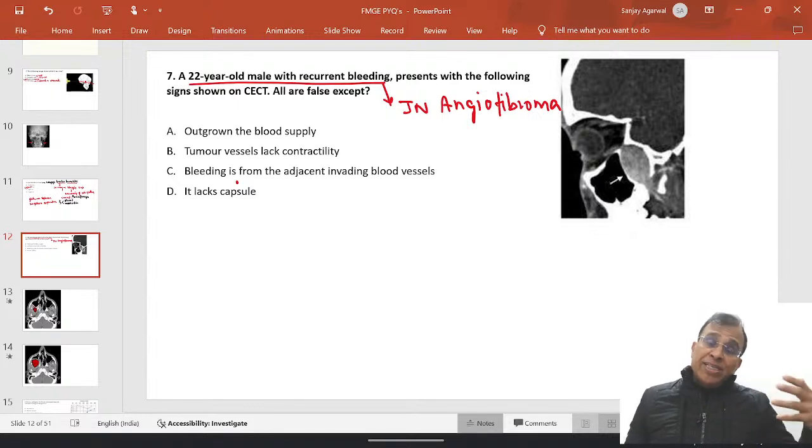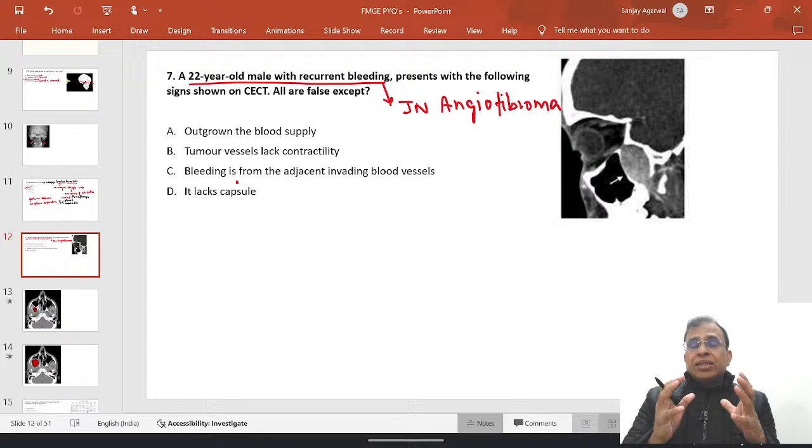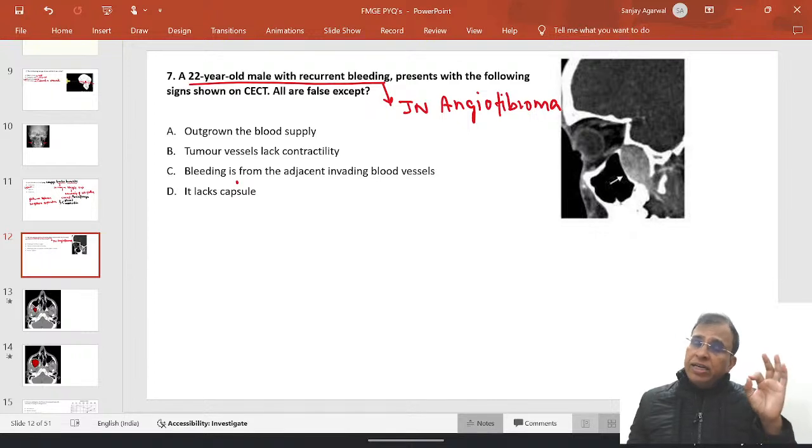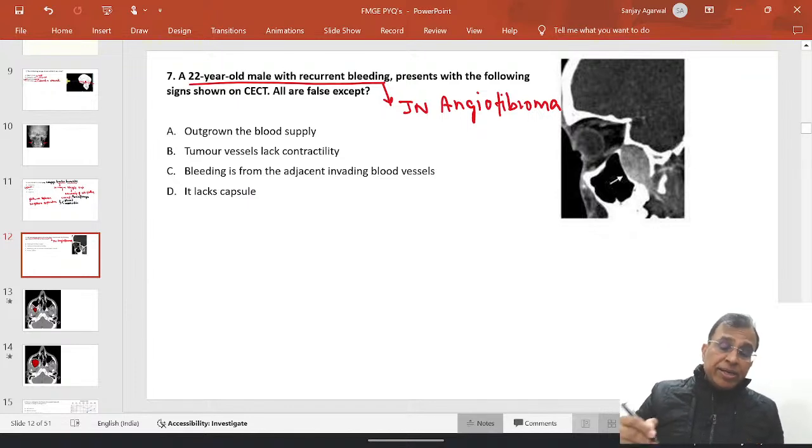But the tumor may start at around 10, 12, 13, 14 years, in the juvenile age group. But often it presents a bit late. When the tumor becomes big, that is when the patient begins to have problems, and epistaxis is the most common thing. So this first line will tell you it must be juvenile nasopharyngeal angiofibroma. But in this particular case, the CT scan can be an additional thing.